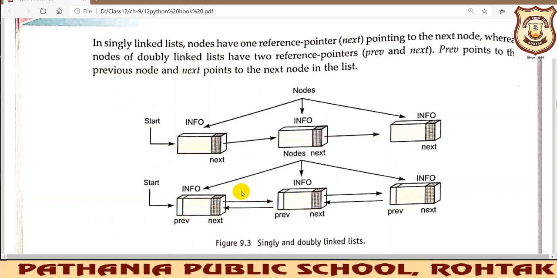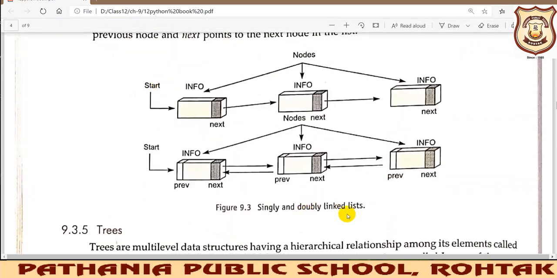A doubly linked list will have two reference pointers, one is previous and one is next. So if the doctor is on bed number 10, he can either move back to the patient on bed number 6 or move to the further next patient also. In this way the singly and doubly linked lists are represented with the help of diagrams. I hope the concept is clear.